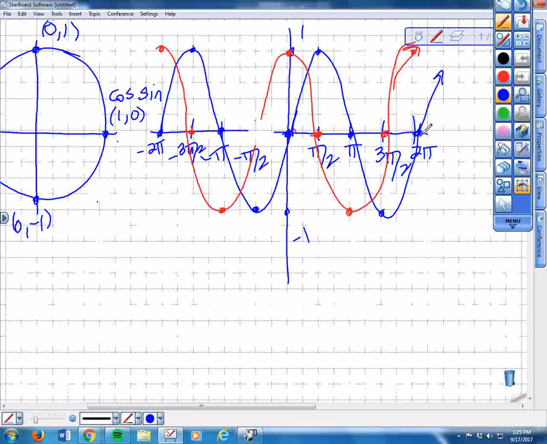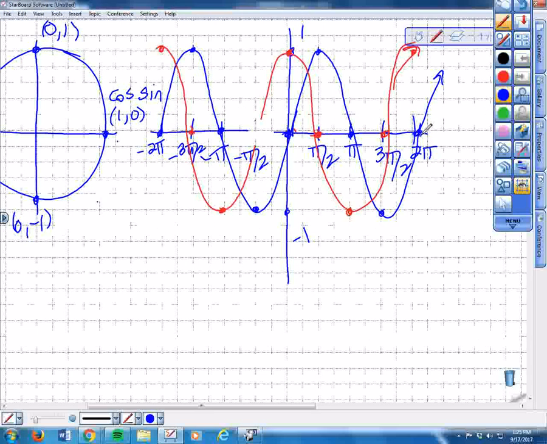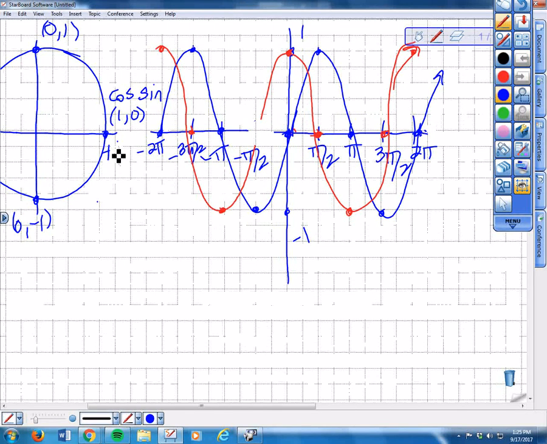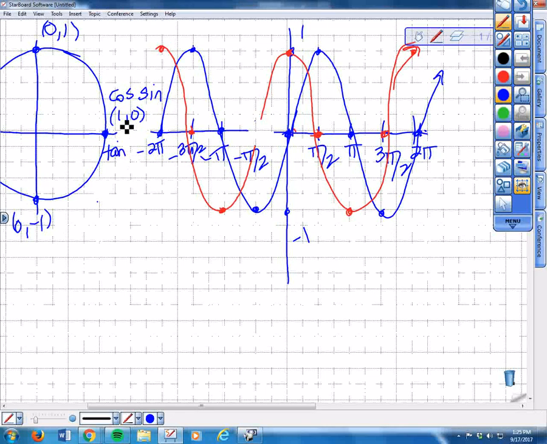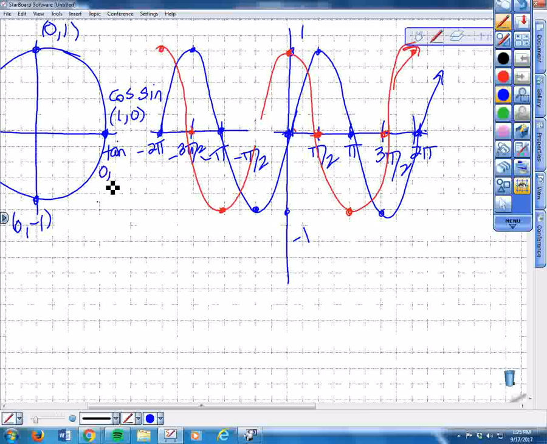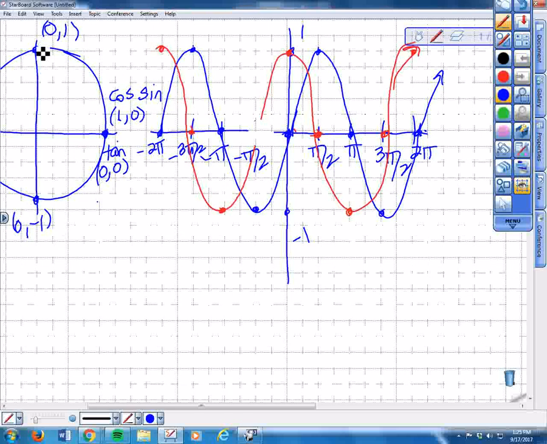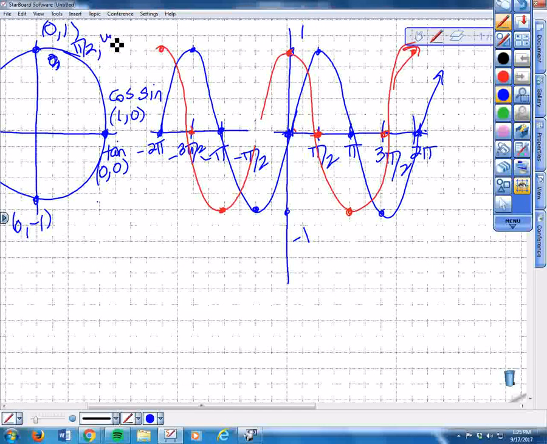Now, looking at tangent, what is tangent in terms of sine and cosine? Sine over cosine. So if I were to figure out what tangent is at 0, I would take sine over cosine, which is 0 over 1, which is 0. So at 0, tangent is 0. At pi over 2, what's tangent? Undefined, because it's 1 over 0.